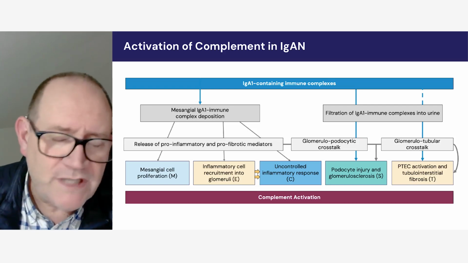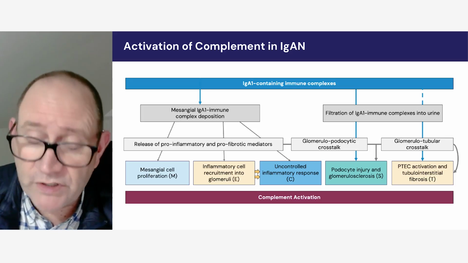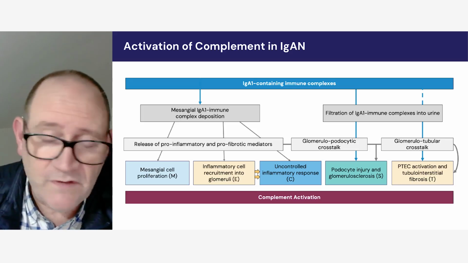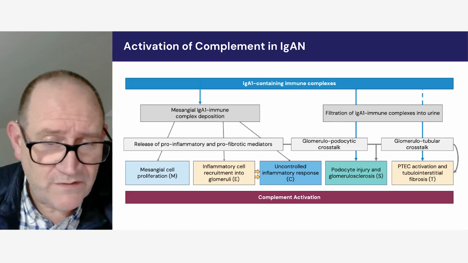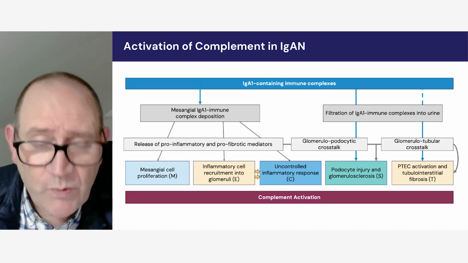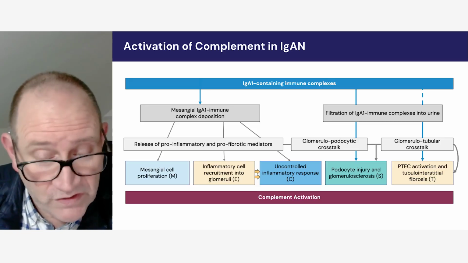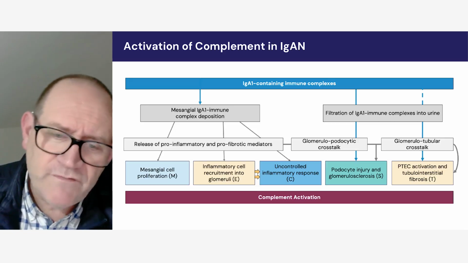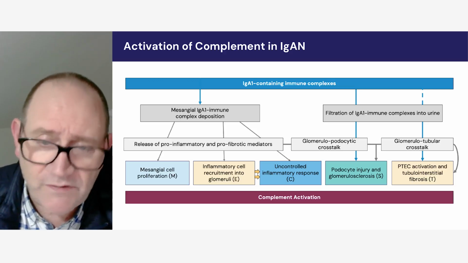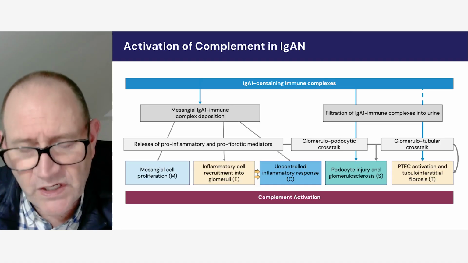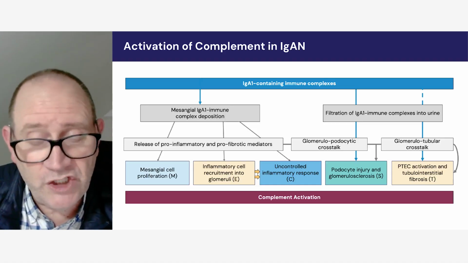But also complement activation is believed to be important in podocyte injury and the development of glomerulosclerosis, and lots of new information telling us that complement activation in the tubular interstitium may well drive tubular interstitial inflammation and fibrosis. And so there's a very clear rationale for why blocking complement could impact positively on many different aspects of kidney injury in IgA nephropathy.